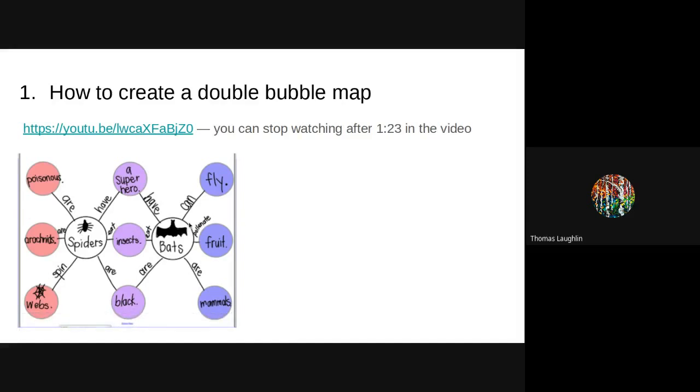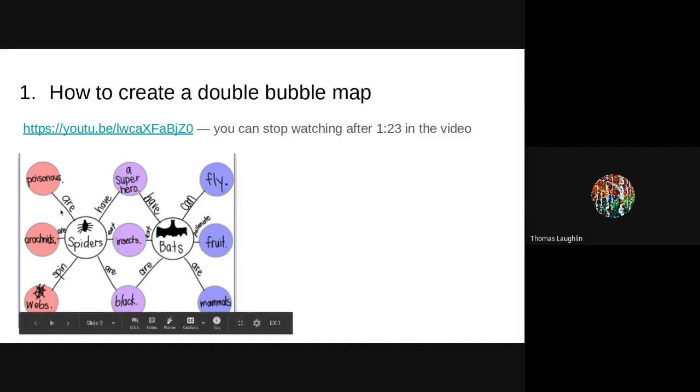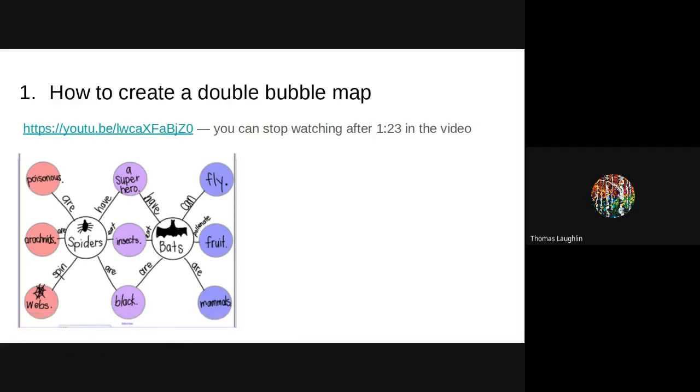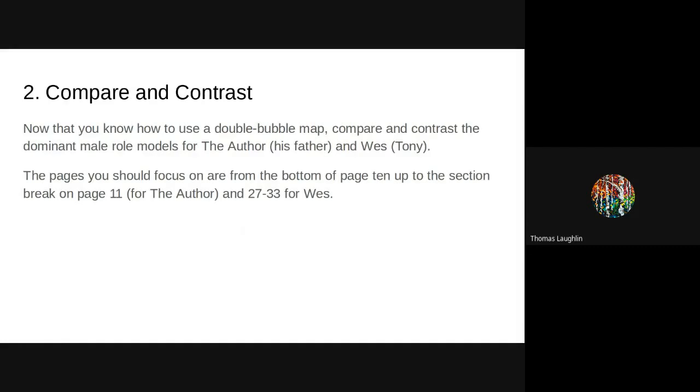The difference is spiders can fly, bats pollinate fruit, bats are mammals, spiders are poisonous, spiders are arachnids, and spiders spin webs. So keep that in mind when you're working today with your double bubble, because this stuff will help you get rolling in terms of the analysis. All right.